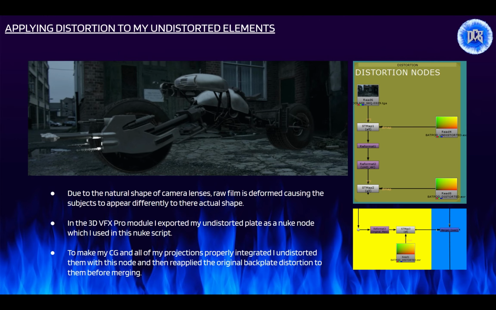Due to the natural shape of camera lenses, raw film is deformed, causing subjects to appear differently to their actual shape. In the 3D VFX Pro module, I exported my undistorted plate as well as a Nuke node which I would use in this Nuke script. To make my CG and all of my projections properly integrated, I undistorted them with this node and then reapplied the original backplate distortion to them before merging.